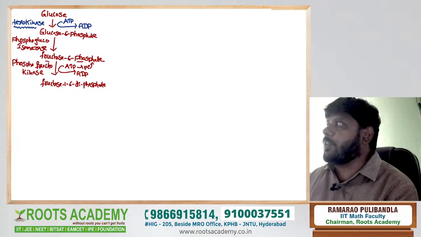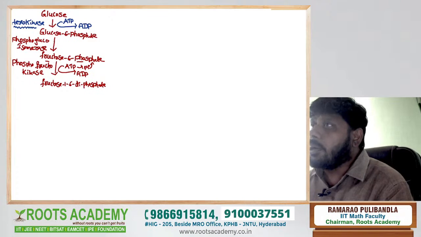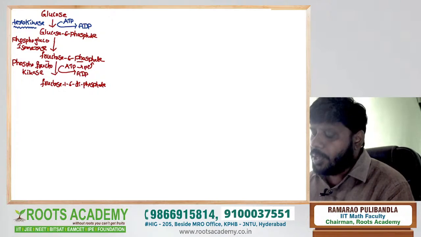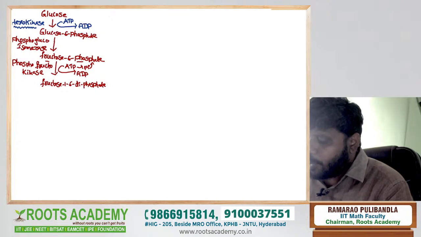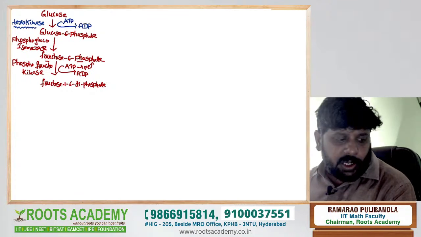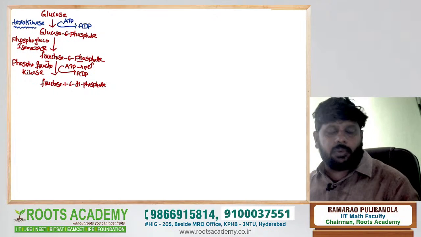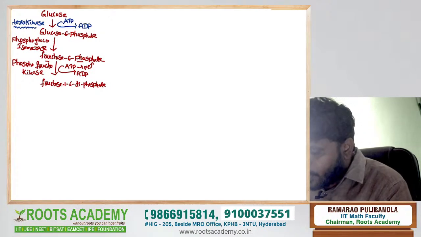So in the presence of which enzyme? Fructose 1,6 diphosphate, bisphosphate, both are the same. So that phosphofructokinase enzyme removes the phosphate from ATP. That phosphate is added to fructose 6-phosphate. Fructose 6-phosphate is converted into fructose 1,6 bisphosphate or diphosphate. So this is the reaction.